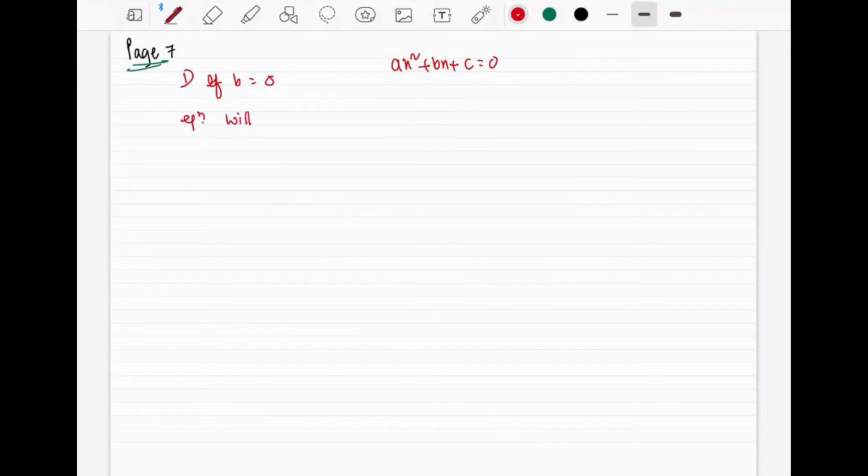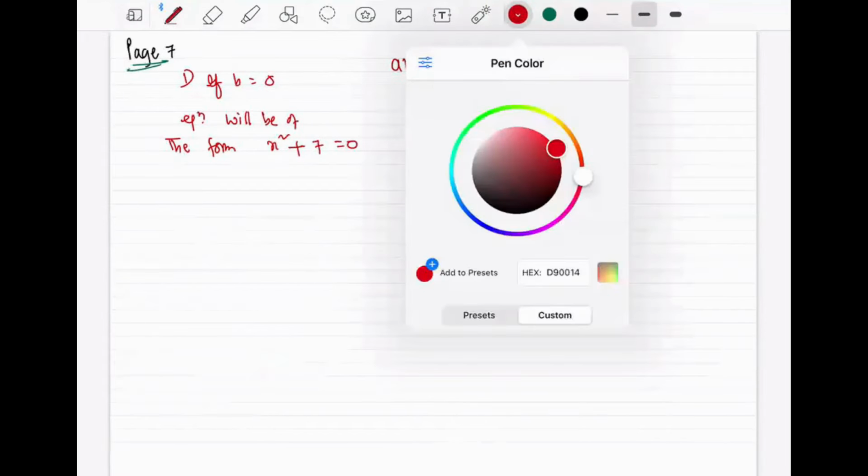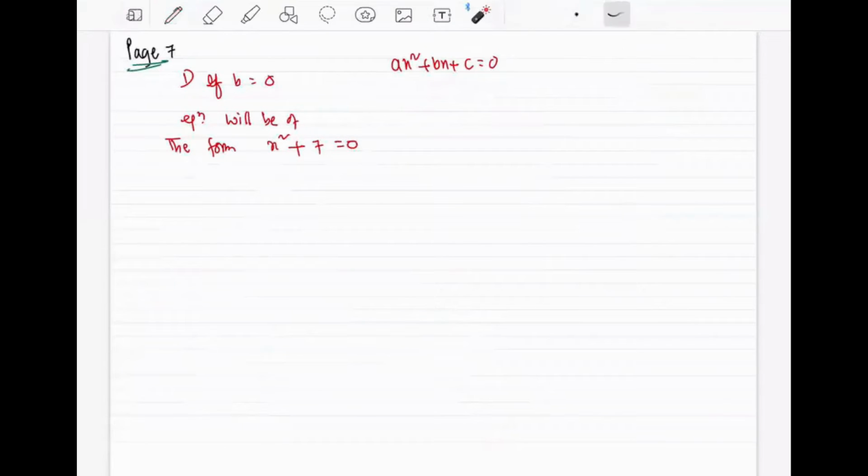The equation will be of the form like this: x squared plus 7 is equal to 0. Here, look, we have got the quadratic term here. We have got the constant term here. But the term with x as the variable is missing, right? We have got x squared, we don't have the x term. We just have the constant term and the quadratic term. In that case, what will be the nature of the roots?